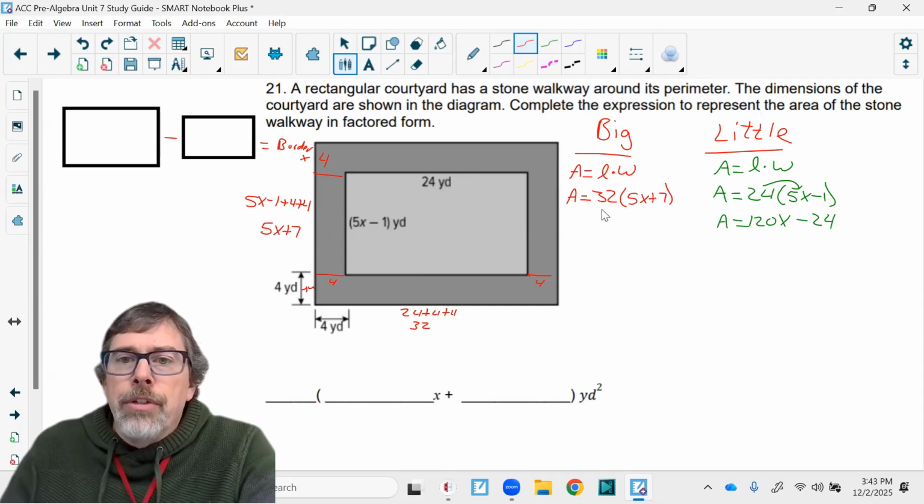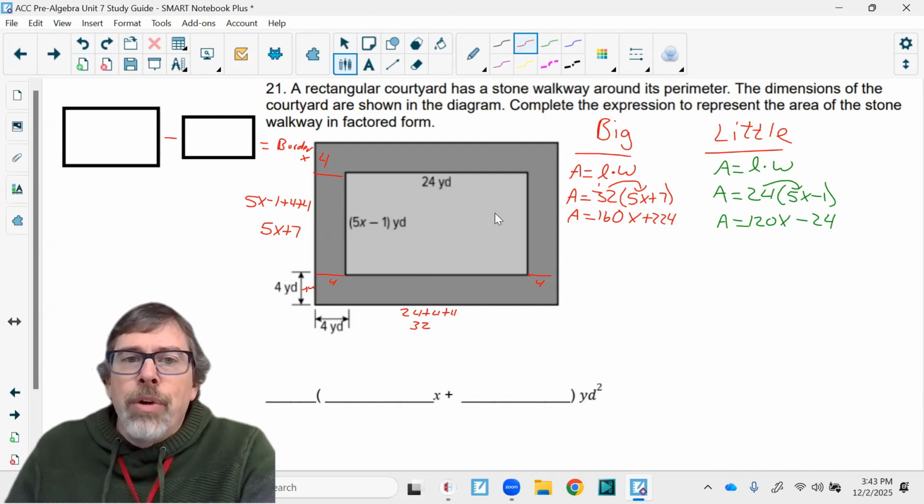Okay, and then I'm going to distribute. So the area equals 32 times 5x. Bring the x down. 5 times 2 is 10. Carry the 1. 5 times 3 is 15. Plus 1 is 16. That is 160x. Plus 7 times 2 is 14. Carry the 1. 7 times 3 is 21. Plus 1 is 22. So I have 160x plus 224 is the area of the big one. I'm going to put that over here. This is 160x plus 224.